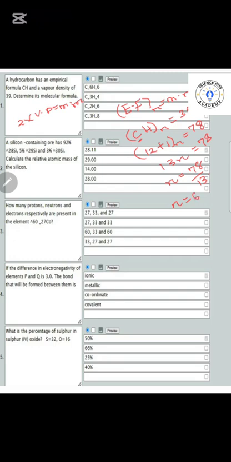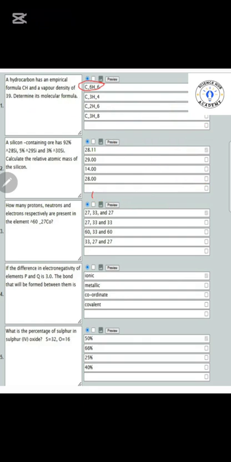And so from there we can put the value back into the empirical formula. So CH into the bracket of 6. So that gives us C6H6. So the answer to that is C6H6.